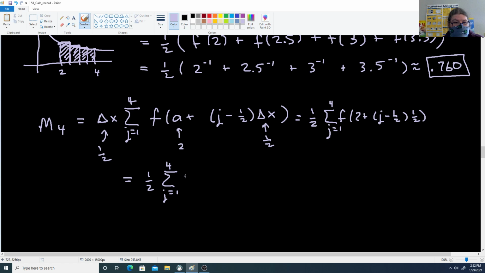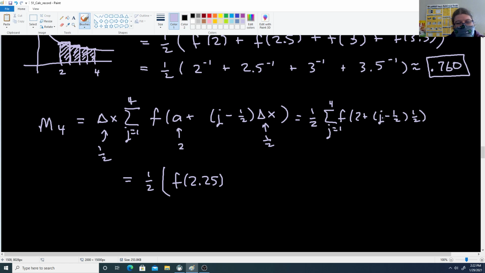Okay, so we get f of, let's see here, when j is 1, 1 minus a half is a half times a half is a fourth. So we get 2 plus a fourth, which would be f of 2.25. Sorry, I'm writing this kind of badly. So we're trying to evaluate the series, so I don't need the series block here. So we got f of 2.25 from that. That was j equals 1.